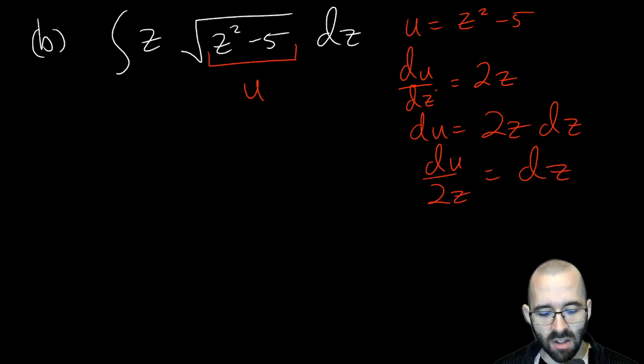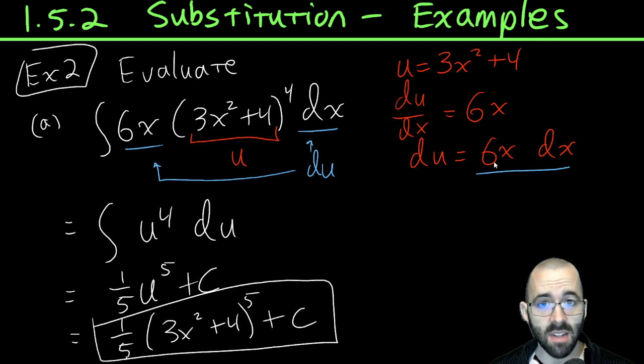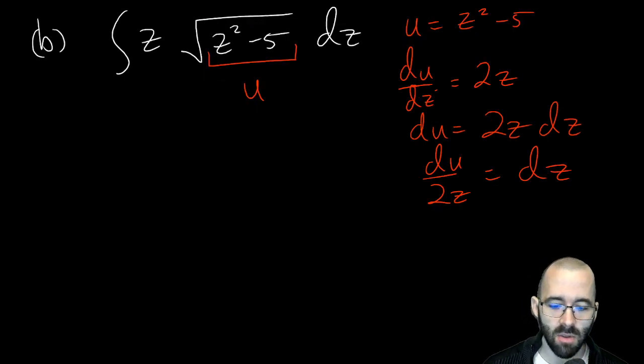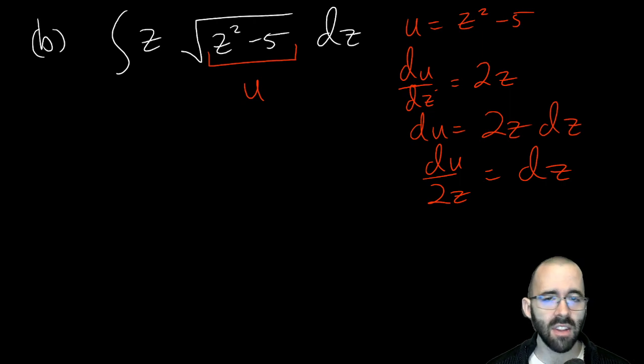You can totally do this. And I think this is more straightforward for a lot of people. You can do this for every substitution problem, even for this substitution problem, part A. If you just solve for dz or dx, I think it becomes a lot more straightforward more of the time.